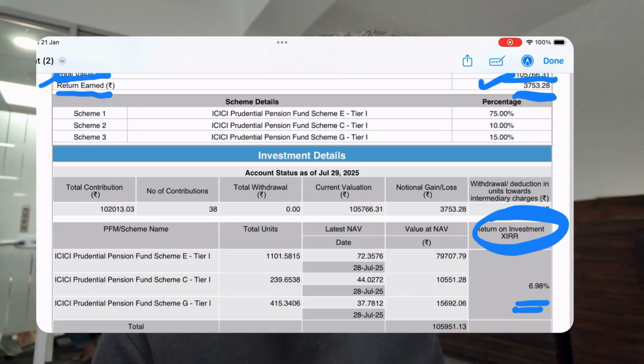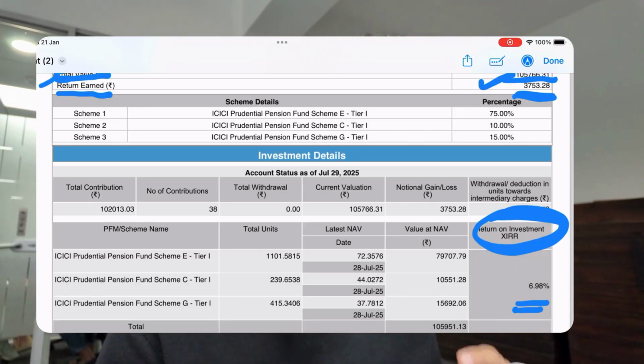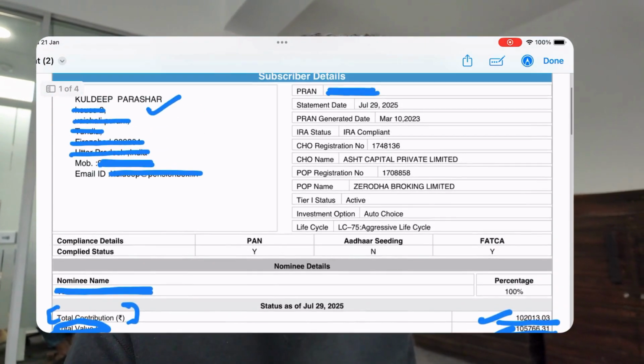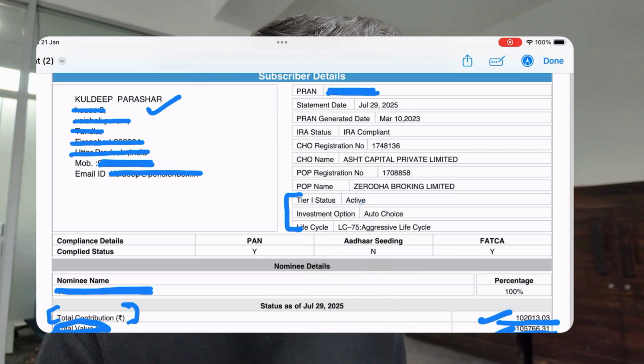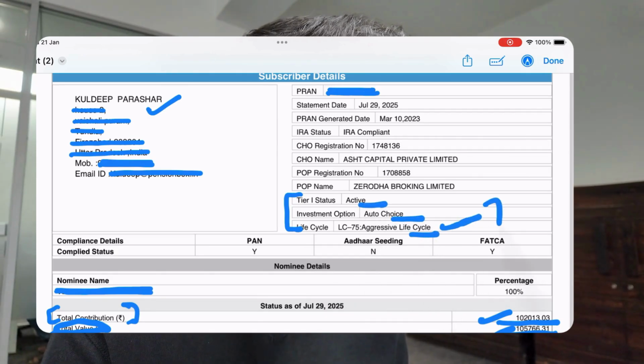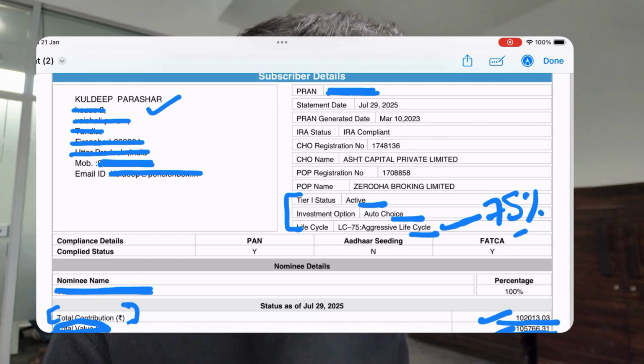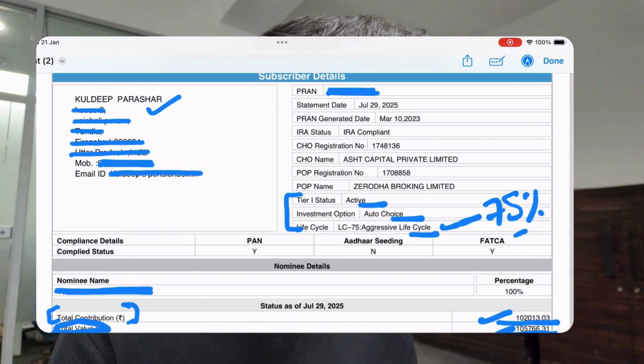The second most important thing in this is to know the allocation of your funds. All of us know that in NPS, you can choose where the money is invested. In my case, I have also set my tier 1 account status as active. My investment option is auto, and I'm automatically investing in aggressive lifestyle, which goes to 75% equity.